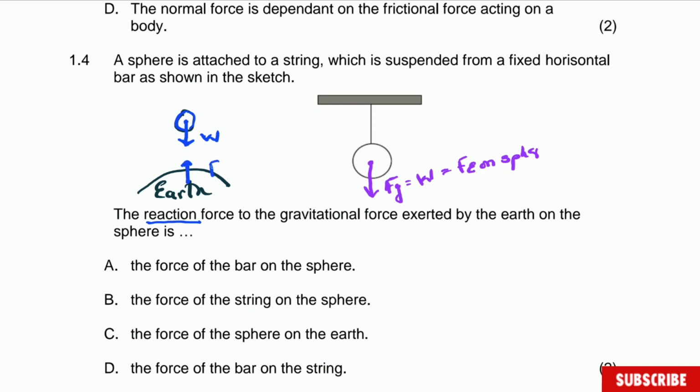This one is the force from the sphere on the Earth, and this is the reaction force to the force with which the Earth is pulling the sphere. So the correct answer in this question will be: the force of the bear on the sphere, no. The force of the string on the sphere, no. The force of the sphere on the Earth, that one is the correct answer. The force with which the sphere exerts on the Earth, that is the correct answer for this question.